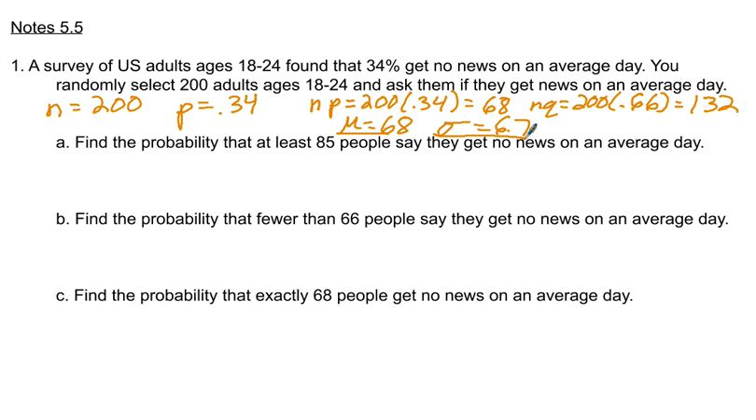So A is find the probability that at least 85 people say they get no news on an average day. So we want the probability that X is greater than or equal to 85. So we need to do our continuity correction. This will be the probability that X is strictly greater than 84.5.